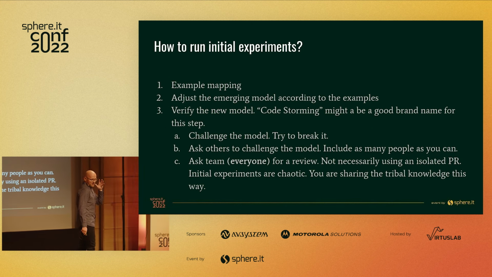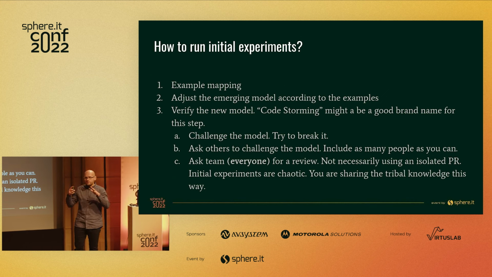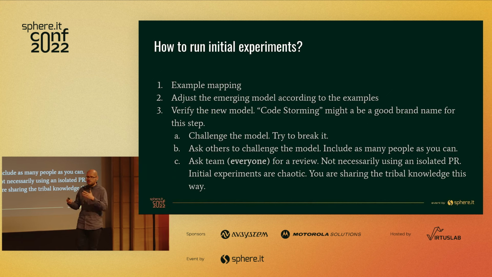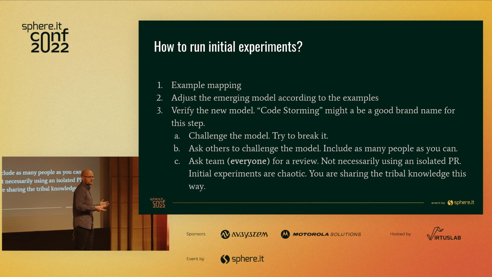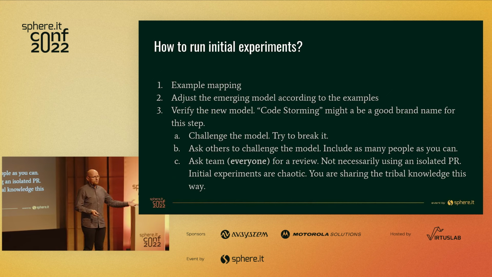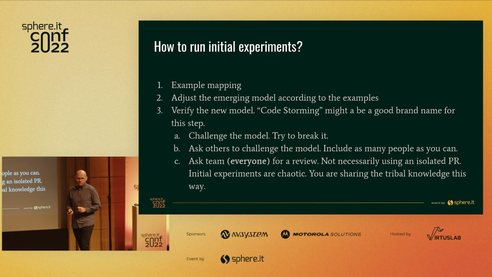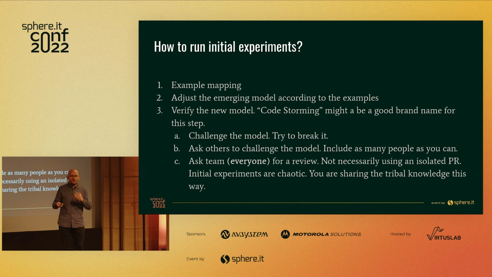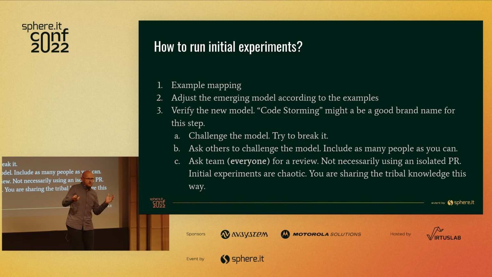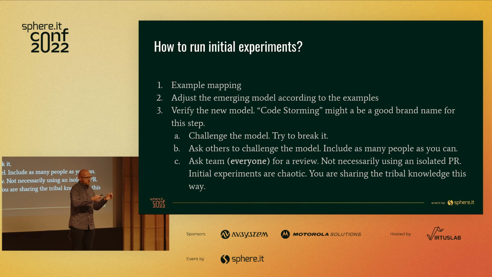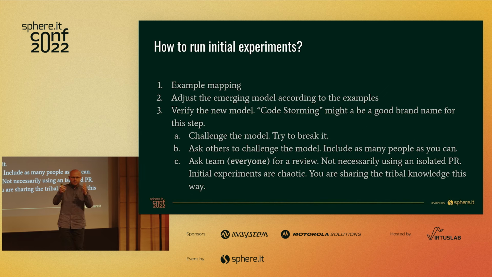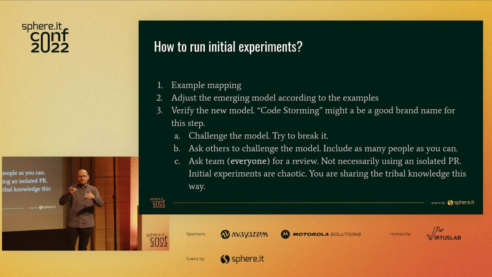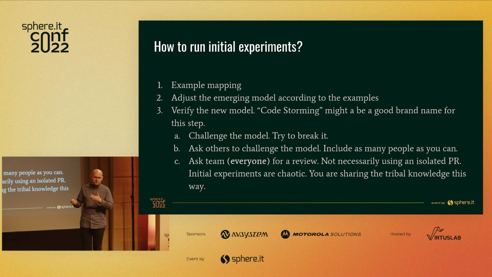Then we adjust the model to the examples, so our model can actually express and satisfy the examples. Then we need to verify the model. And by verifying, I mean trying to break it somehow. So we need to check if our domain model actually allows us to do that, and can we break it somehow, so that, for instance, we can do more than we are supposed to, right?